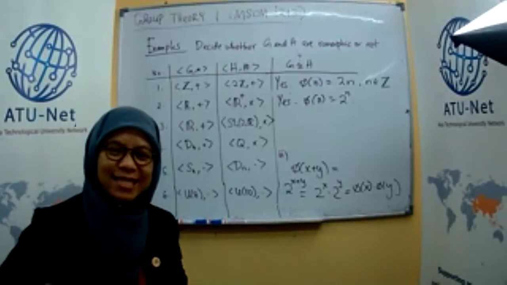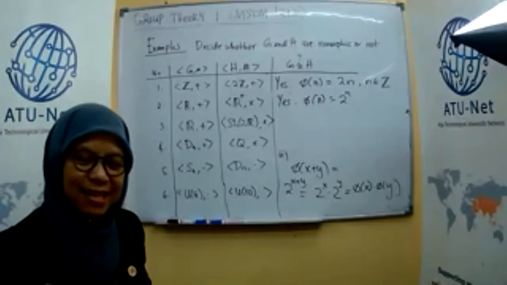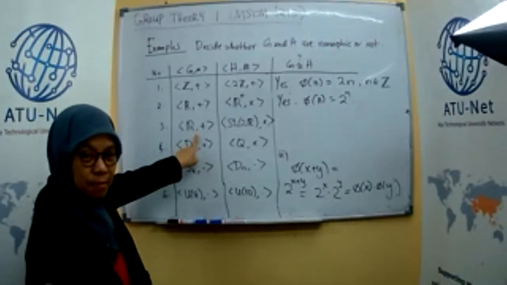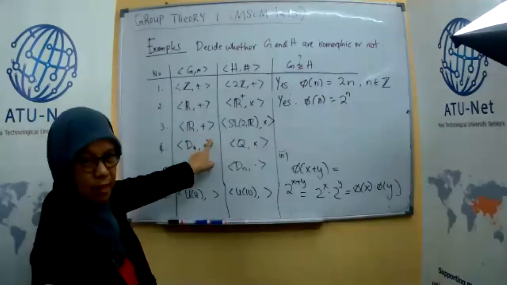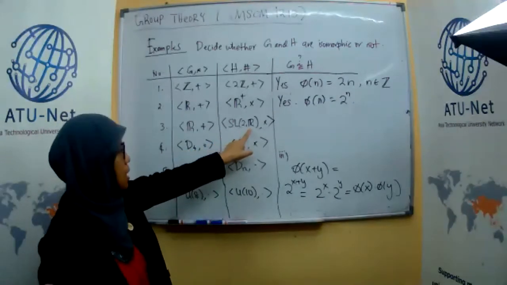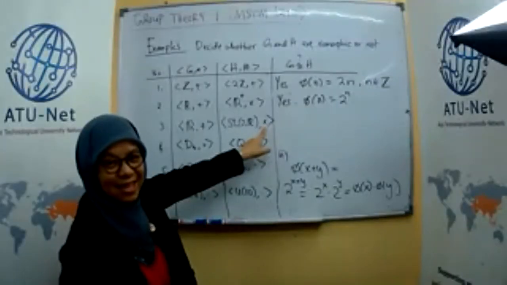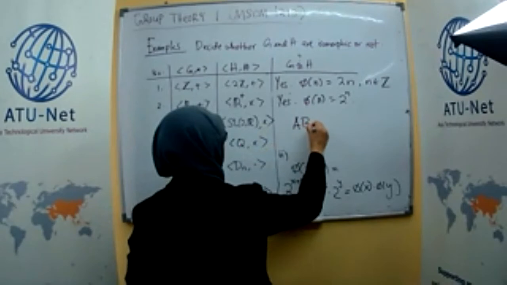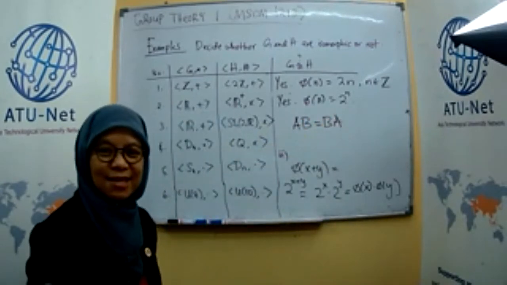Imanina? I think it is isomorphism. Is this abelian? Yes, A plus B is B plus A. Yes, abelian. Is this abelian, matrices under multiplication? For a matrix, is this true?